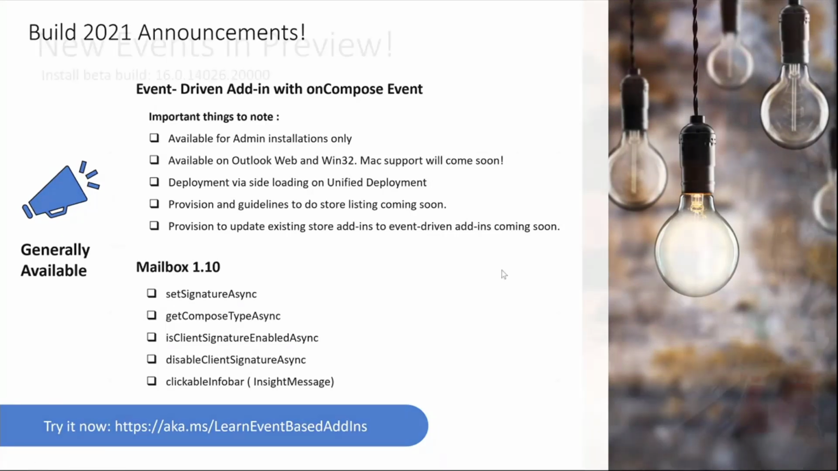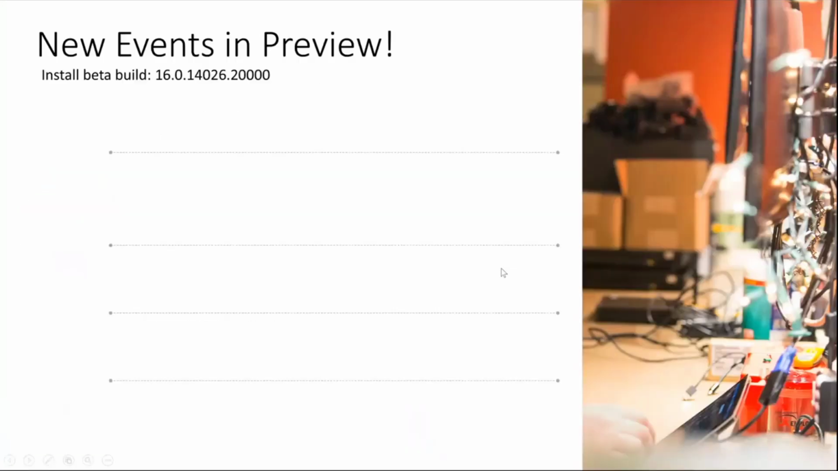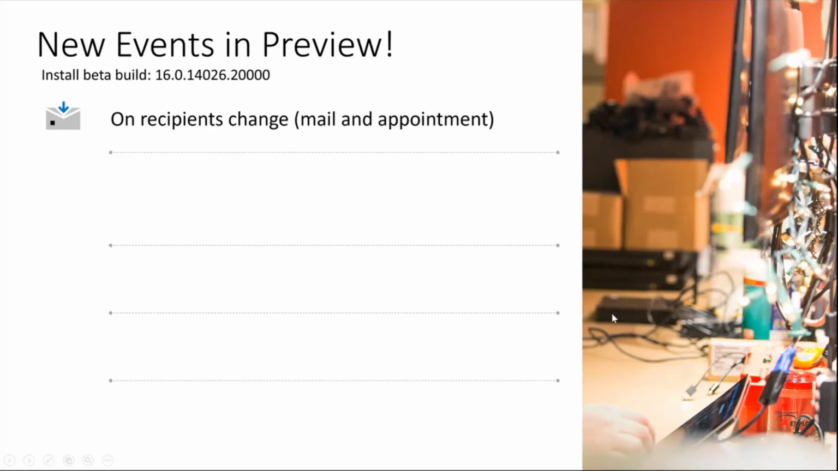The second big announcement we made at Build was that we have new events in preview. On top of the onCompose events, if you install this build, which is basically if you subscribe to the beta channel, at the minimum this build number on Win32, and also on OWA, by the way, now it's also available in Outlook for the web, you're going to be able to play with more events.